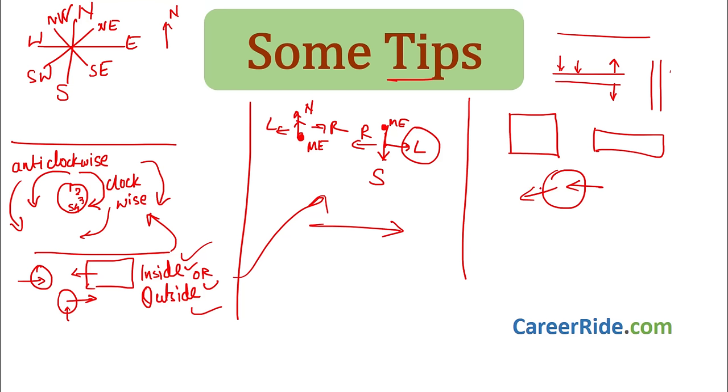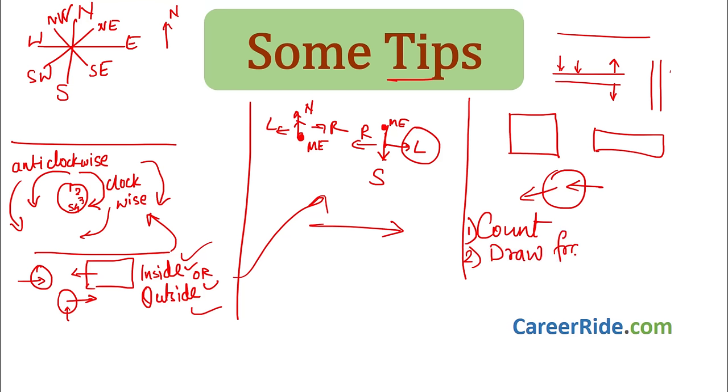So how to solve these sums? Very easy. There are a few small, easy steps. First is, count the number of people in the numerical. Second is, draw a framework.